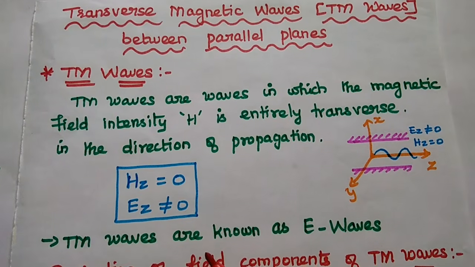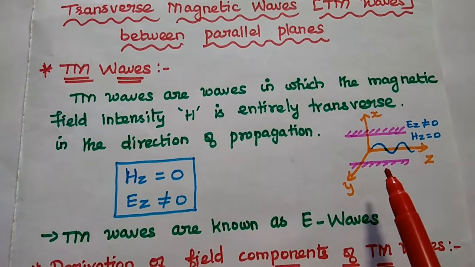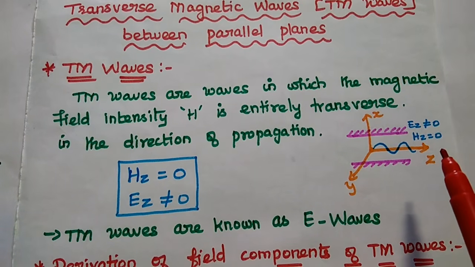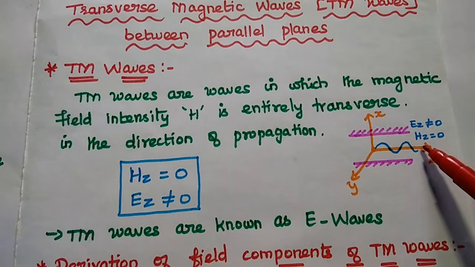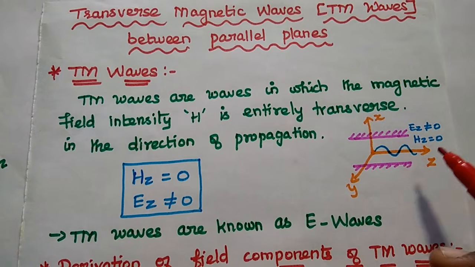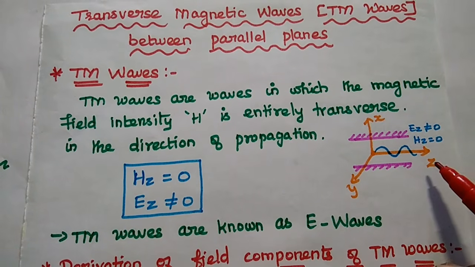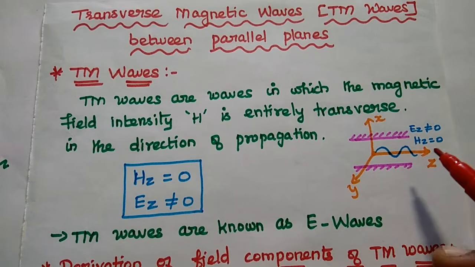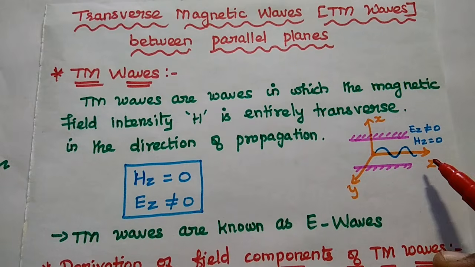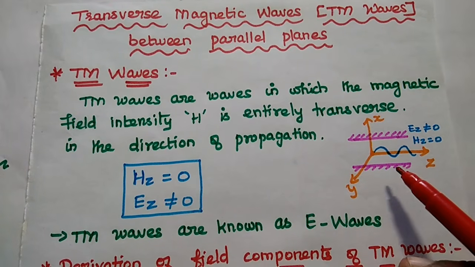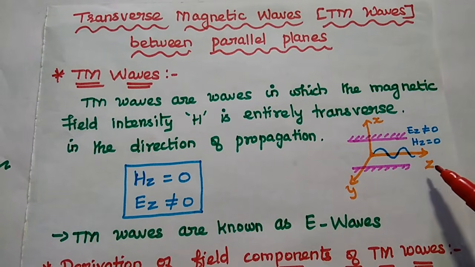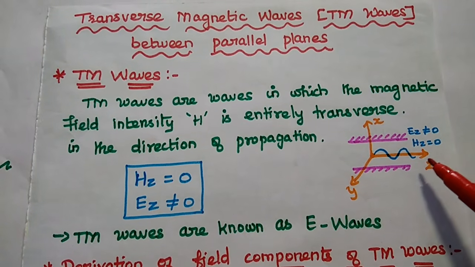In these transverse magnetic waves, there is no magnetic field intensity in the direction of propagation. That is, the magnetic field intensity is entirely transverse to the direction of propagation. Here we can consider the wave is propagating in the z direction. Then the magnetic field intensity in this direction becomes 0. You will understand this: it has magnetic field intensity in the other directions like y, but not in the direction of propagation. So that is the condition for transverse magnetic waves.